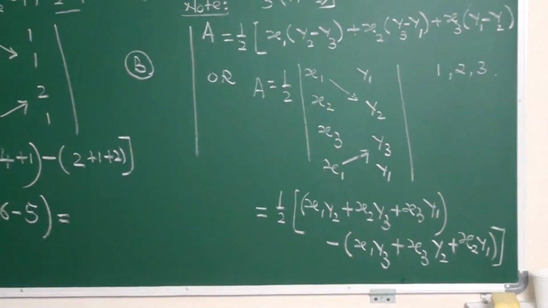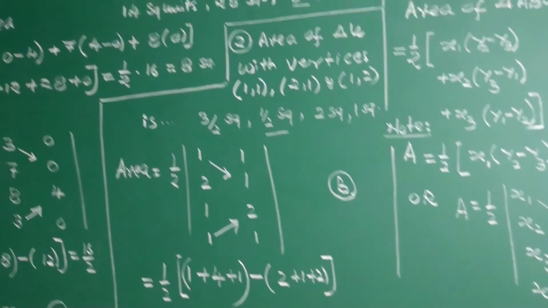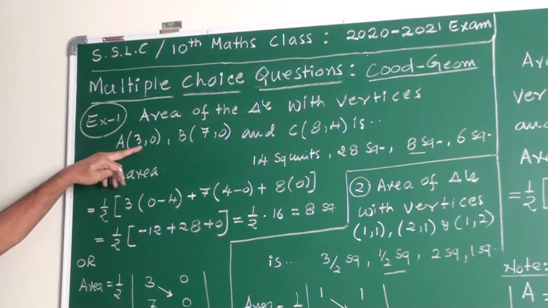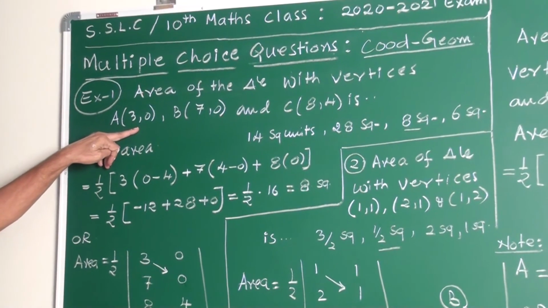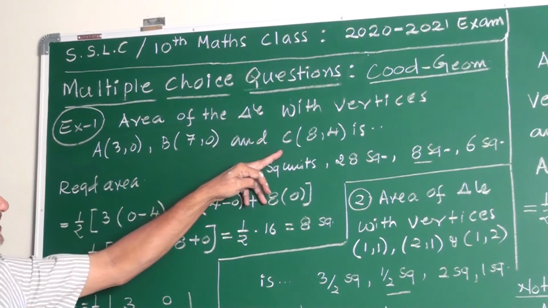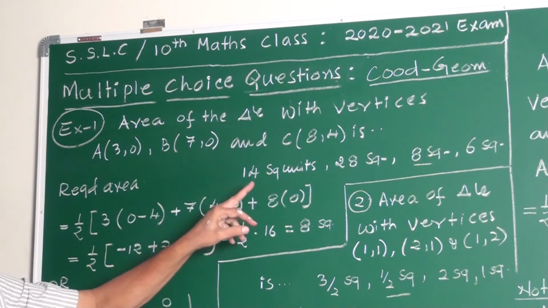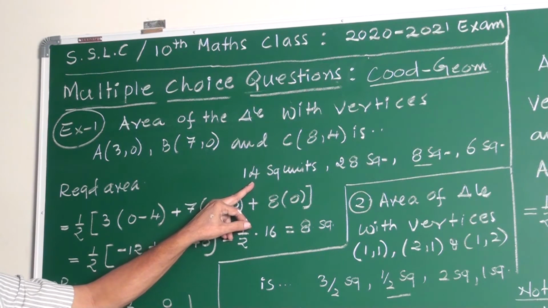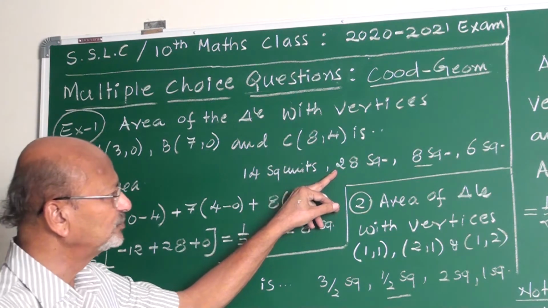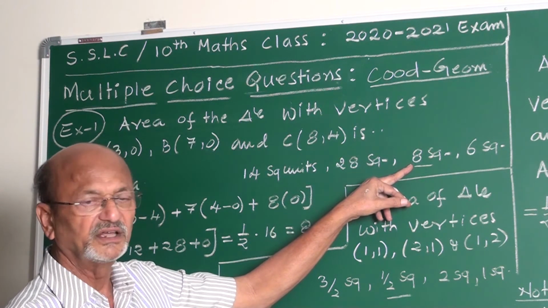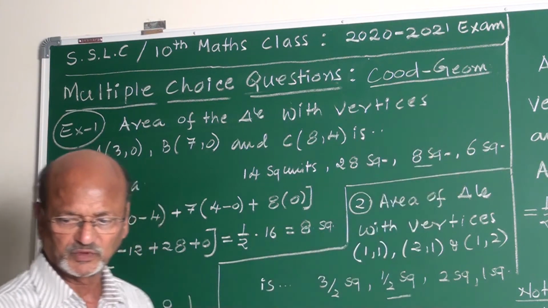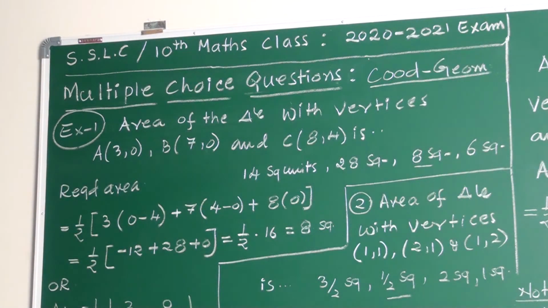Yes, my friends, example is here. First example: area of the triangle with vertices A(3,0), B(7,0), C(8,0) is dash. These are the options. Option A, 14 square units, B, 28 square units, C, 8 square units, D, 6 square units. Yes, my friends.